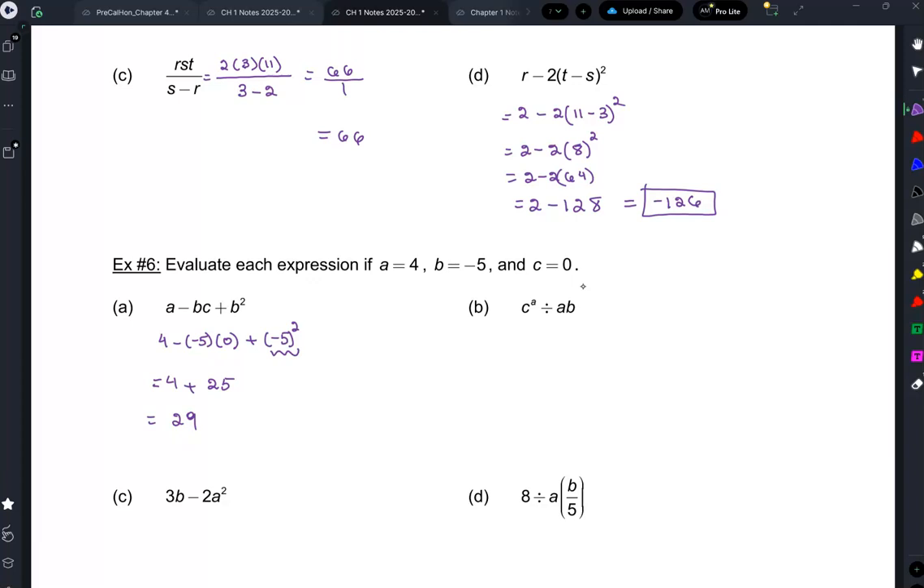Okay? All right. C, 0 to the power of A divided by 4 times negative 5. What's 0 to the power of anything? 0. And 0 divided by anything is still 0, so this is all 0. Okay? So it's 0.